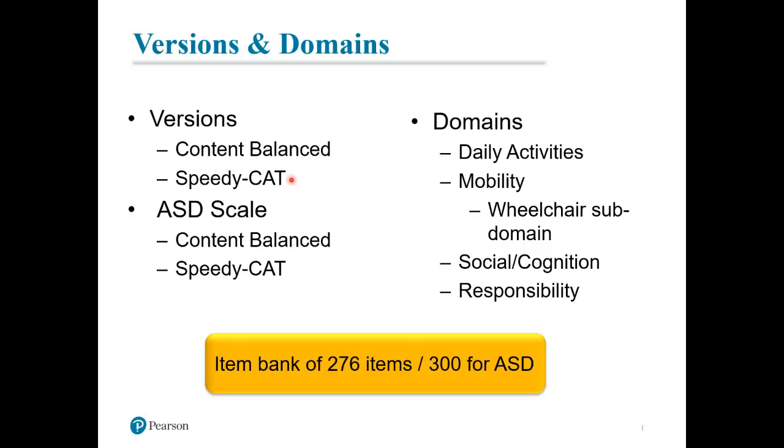If they do the PEDI-CAT version, you get asked about 10 to 15 questions per domain. So for that, you're never going to be asked more than about 60 items. And the other thing to note is that this is really flexible. You don't have to do all these domains.